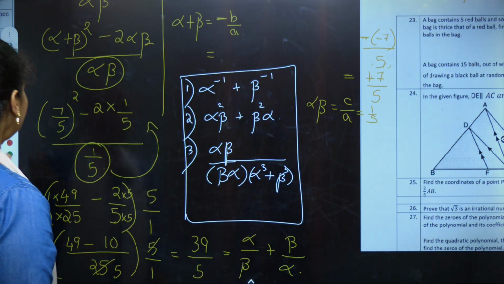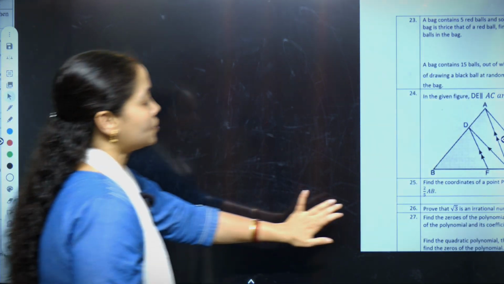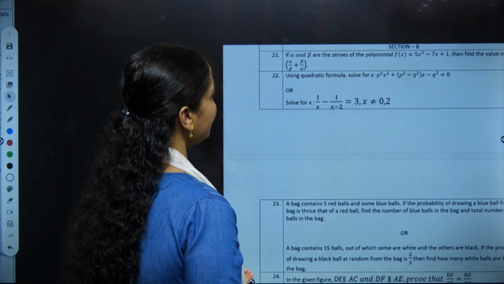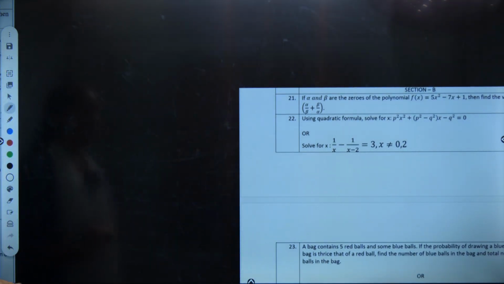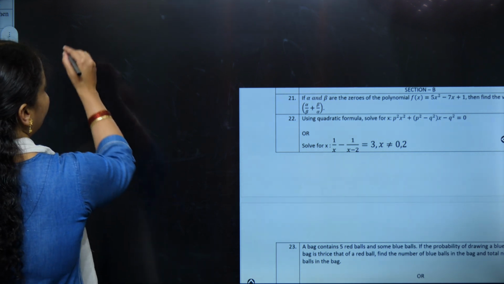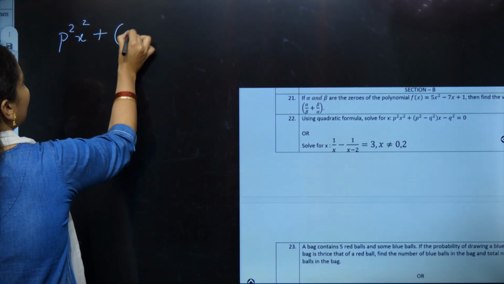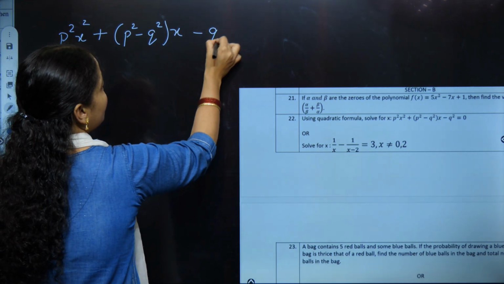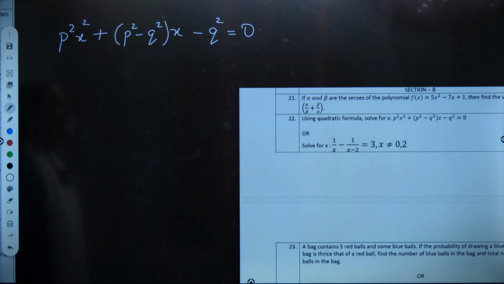Let us look into the second, or the 22nd question. What is the 22nd question? Letting us know what we have to solve in it. The 22nd question is provided with a quadratic equation: p square x square plus p square minus q square into x minus q square equal to 0. I have to solve for x.